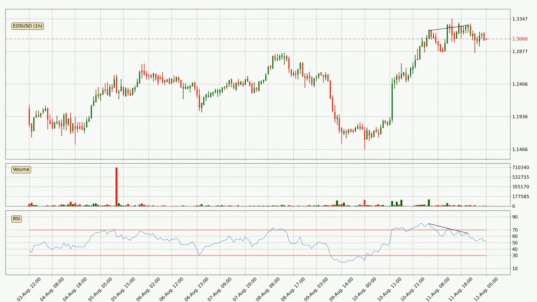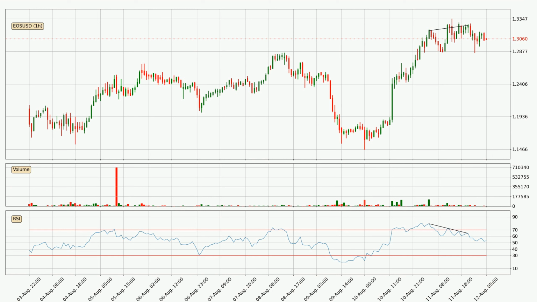Next, looking at the divergences, there are two types of divergences: bearish or negative divergence and bullish or positive divergence. Bearish divergence is when the price is making a higher high while at the same time the indicator is making a lower high. This shows that the buyers are exhausted and a trend change could be expected soon. The same logic applies to the bullish divergence, where the price makes a lower low, but the indicator is making a higher low, showing that the sellers are exhausted.